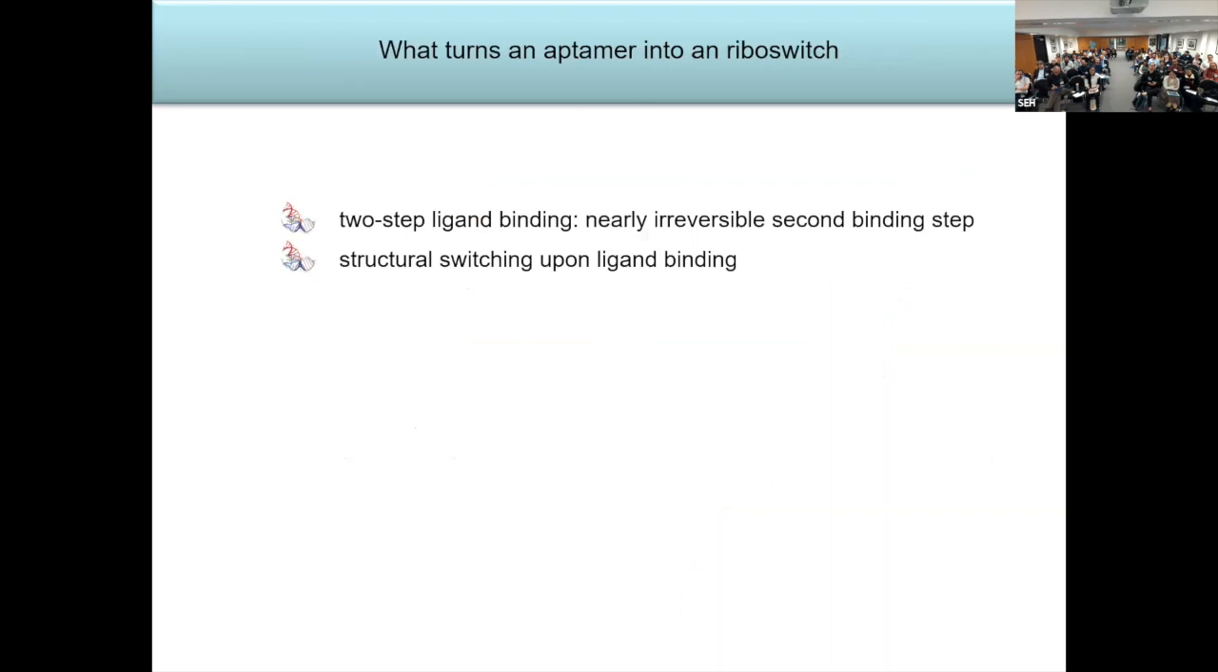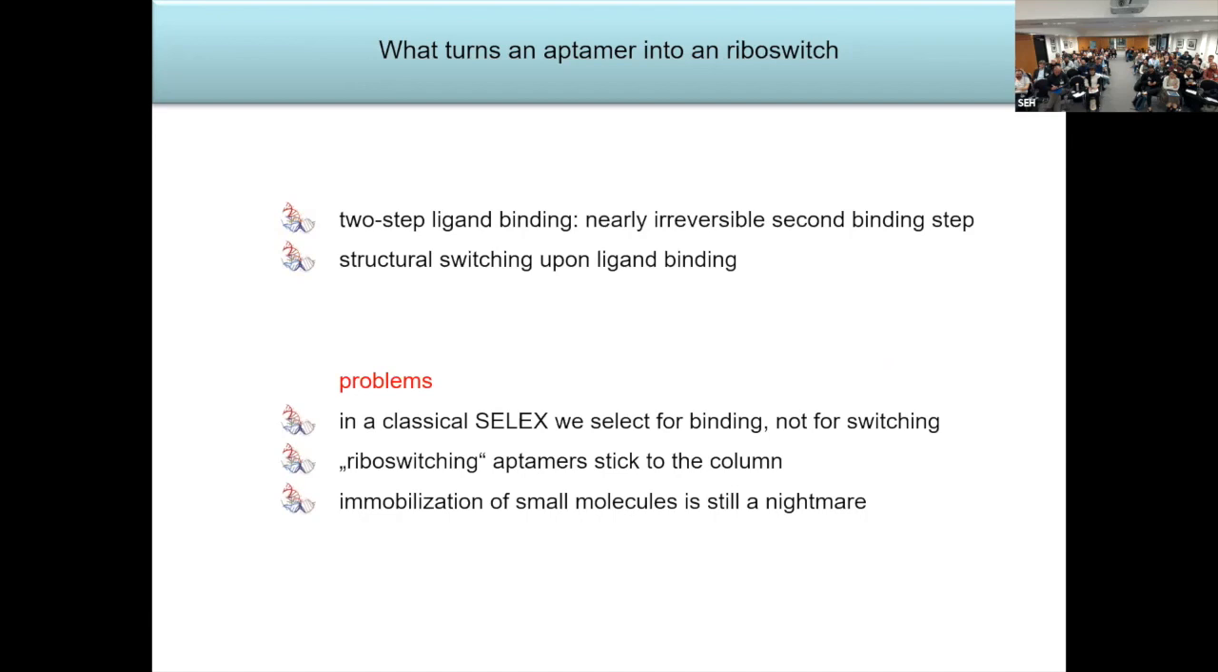Yeah, this I think are two important things, this two-step binding and the structural switching and the problems that arise in a classical Selex. We select for binding and not for switching. Riboswitching aptamers, they stick to a column somehow, and for us also the immobilization of the small molecules is a nightmare, so we are not chemists.